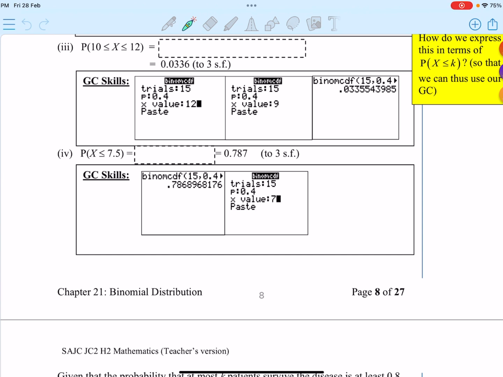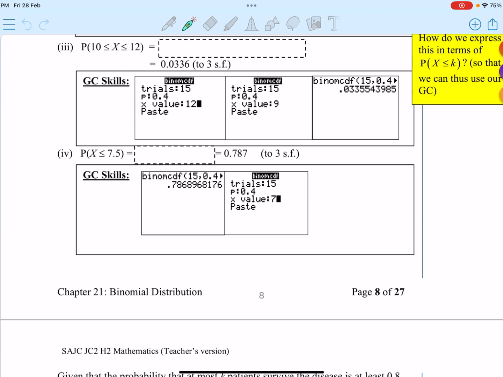In part 3, we are looking at more than 9 survive but less than 13 survive. So in this part, more than 9 means my x can take 10, 11. So it includes 10 because 10 is more than 9. In the next part, less than 13, so x can take 12 because 12 is less than 13.